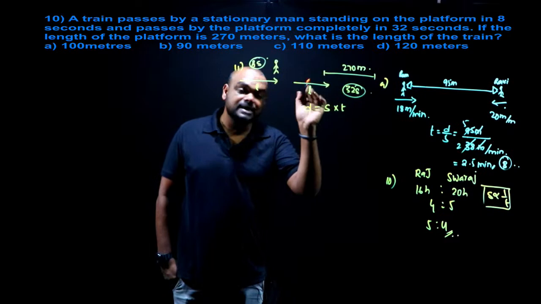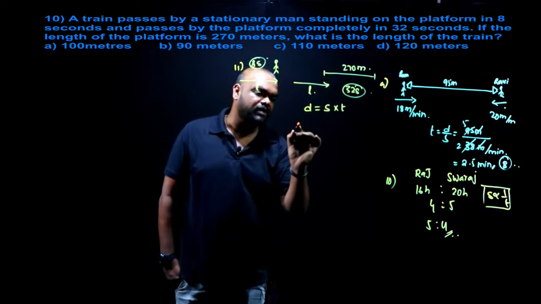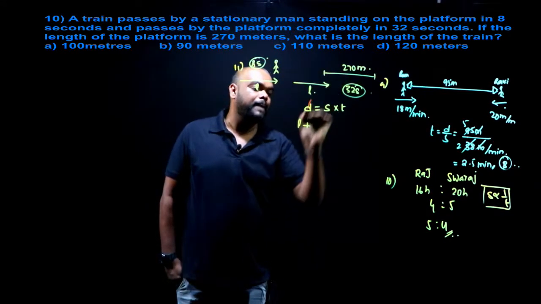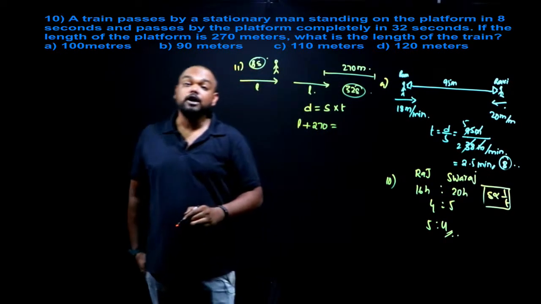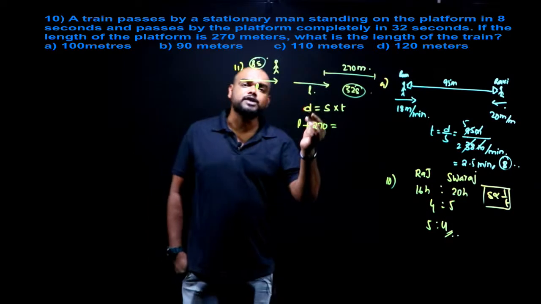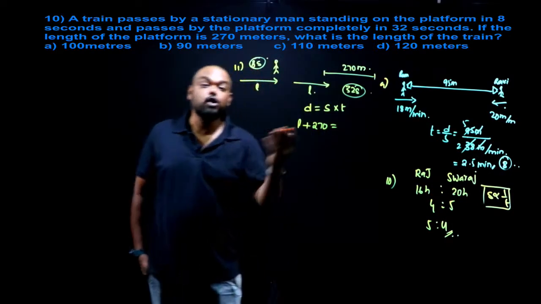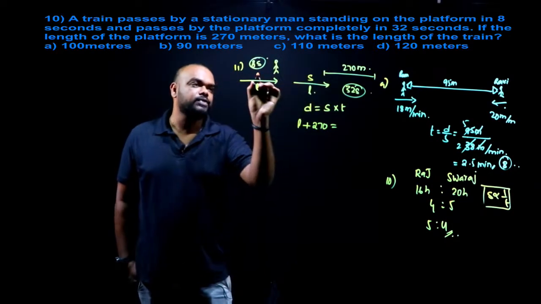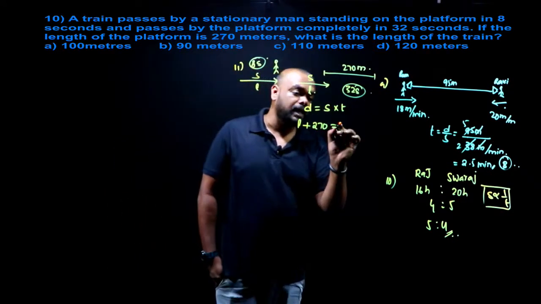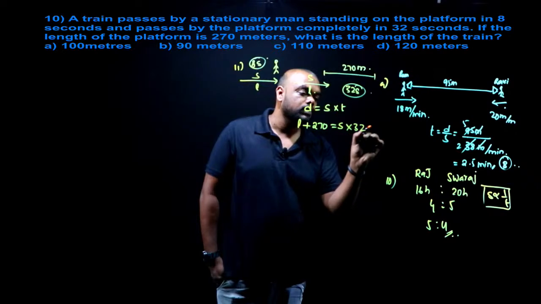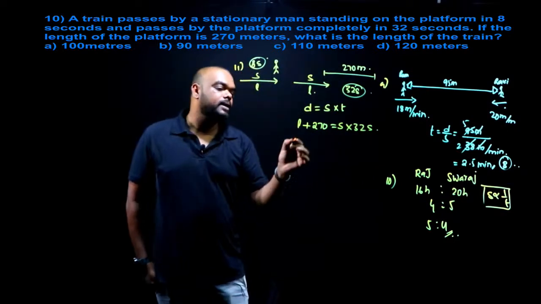So total distance is the length of the train as well as the length of the platform. That is L plus 270, and that is the total distance. Distance is speed into time. Whose speed? Platform's or train's? Obviously, the train's speed. But is it given? No, it is not given. So let us consider the speed of the train as S in both the cases. Now, speed into time taken is 32 seconds.